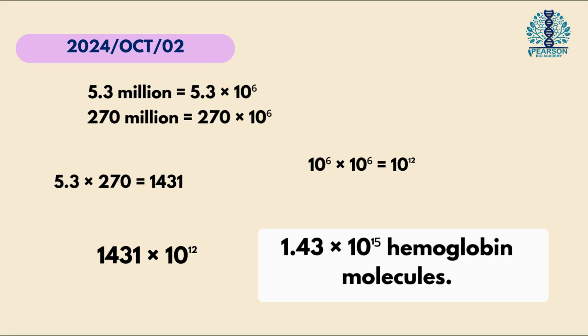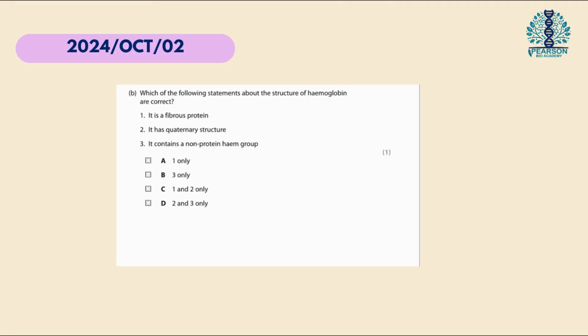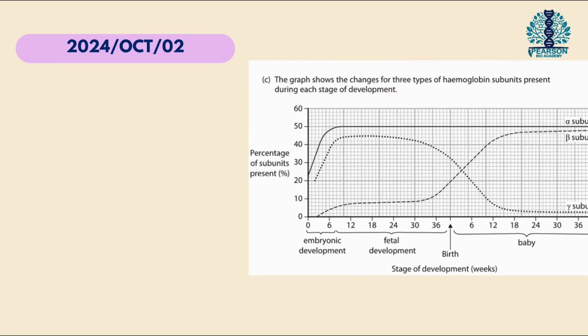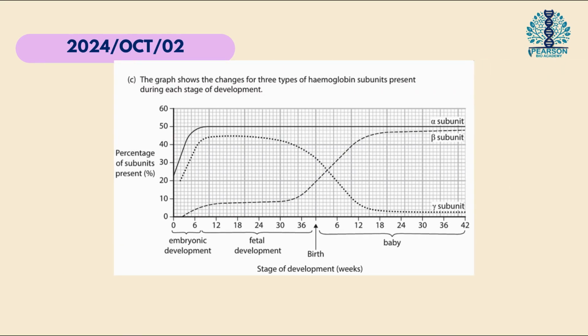And the next question is about the structure of hemoglobin. I'm not covering that in this video because I'll make a separate video explaining every past paper question related to the structure of hemoglobin. And now let's move on to the graph. This graph shows the changes in the alpha, beta, and gamma subunits during development. This is quite an interesting graph because it's a relatively new style of question. So there is a good chance Pearson could ask us something similar again.